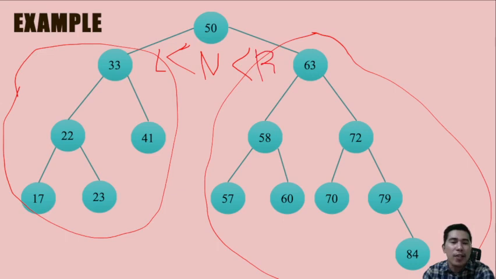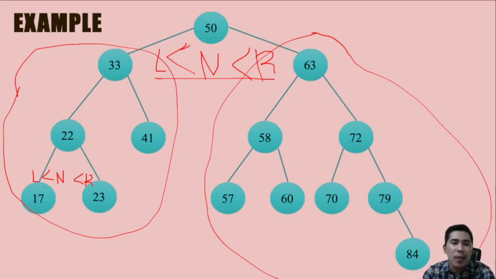Okay, so let's check. Even in every subtree of a particular node, it must also follow this property. Let's say, for instance, this subtree. We have here 17 is less than 22, and 22 is less than 23. So the left node is less than the node, and the node is less than the right node. Let's check another subtree.